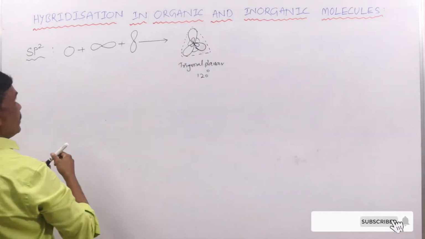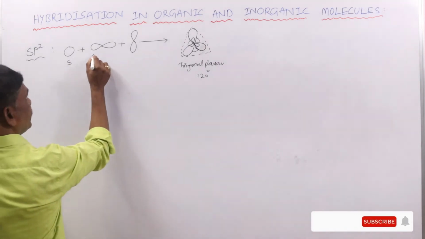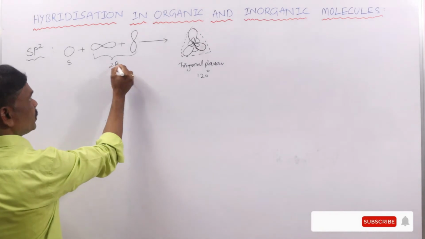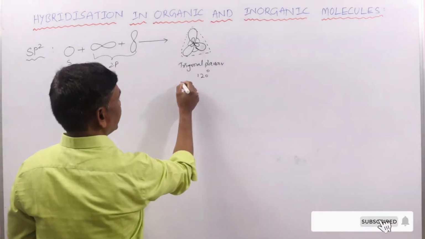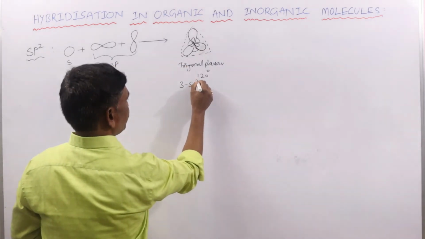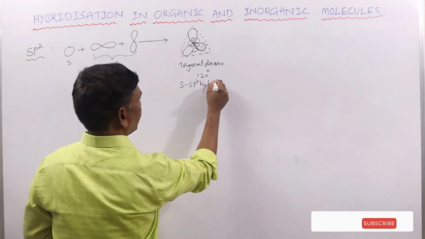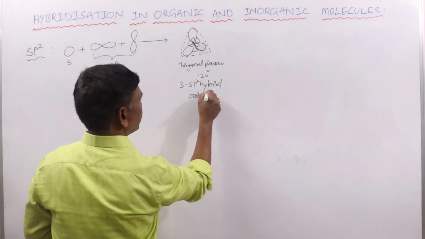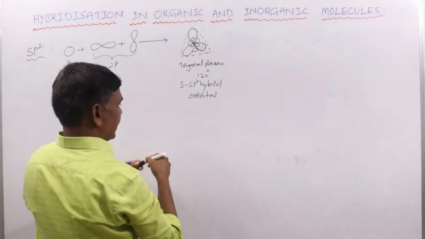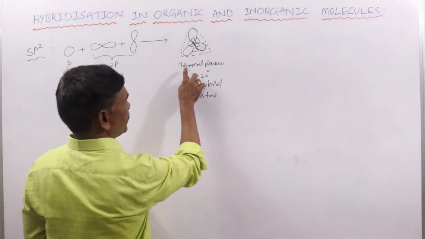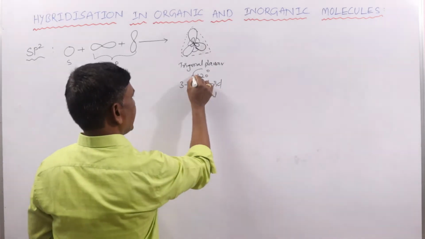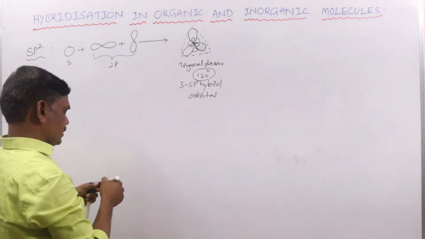How many orbitals are involved? One s orbital and two p orbitals. It gives 3 sp2 hybrid orbitals. The geometry of these hybrid orbitals is trigonal planar, and the bond angle is 120 degrees.